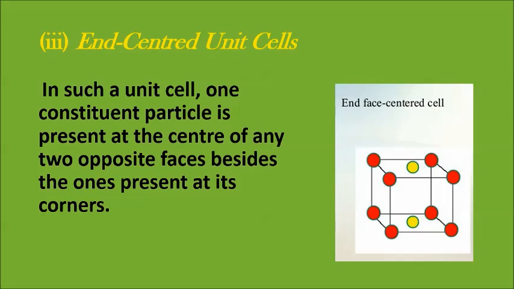If it is body centered, along with the 8 corners, the center of the cube will have one constituent particle. Face centered, along with the 8 corners of the cube, we will have constituent particles on the 6 faces. And if it is end centered unit cell, we will have 8 corners plus the 2 opposite faces. Any one pair of opposite faces will have the constituent particles. So these are the classifications.